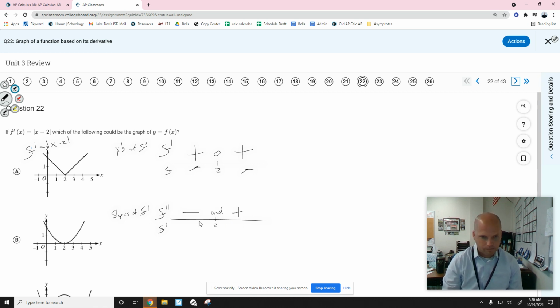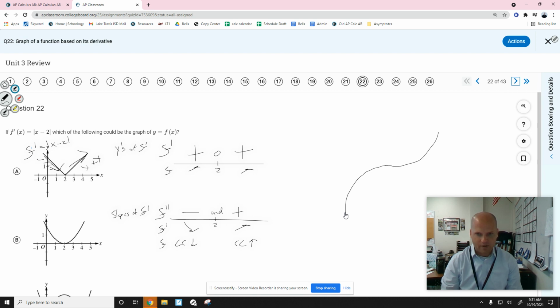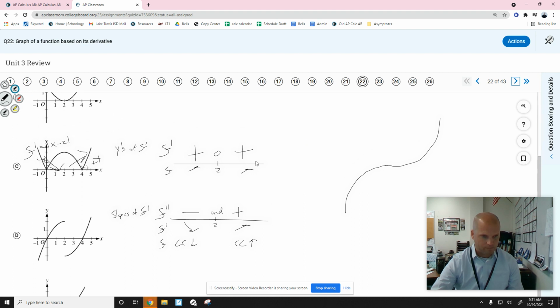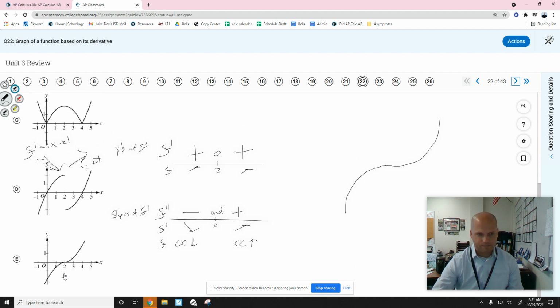That's okay. F prime is going down, then going up. You can see that. Slopes are negative, then positive. They're not 0 at 2. So f is concave down, concave up. So I need to be going up, concave down, then up, concave up. Now you're going to see there are 2 graphs like that, D and E. This is going up, concave down, up, concave up.